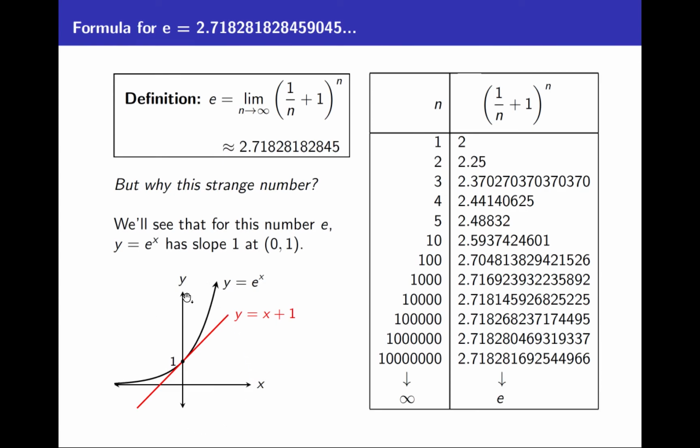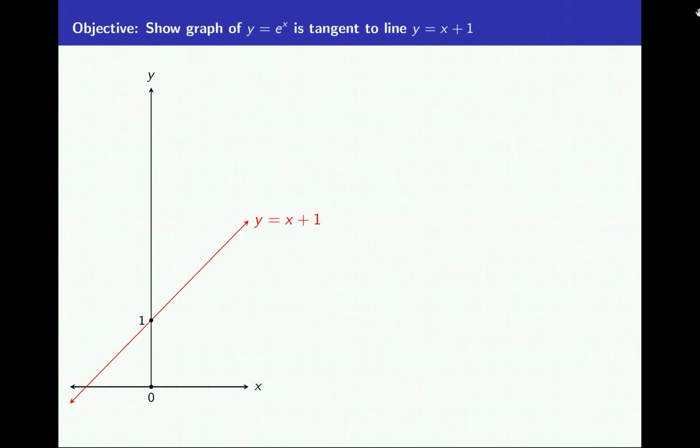So on the next slide, let's take the picture that we have here. It's a little bit bigger. Here is the line y equals x plus 1. And here's the point (0, 1), where it hits the y-axis. Our objective is to show that the graph of e to the x is tangent to this line, y equals x plus 1. That its graph touches the line at exactly one point, right here at (0, 1).